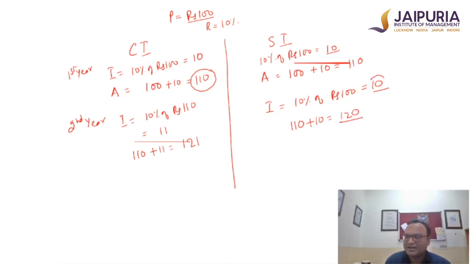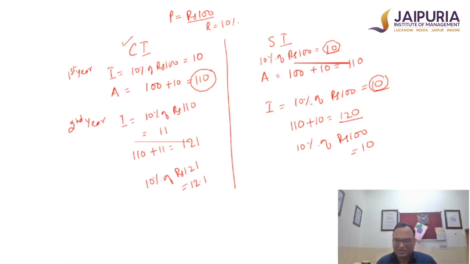In simple interest, the interest will always remain constant, which is 10% of the original principal, which in this case will remain 10. However, in case of compound interest, this interest will keep on changing. So, in the third year, the interest will be computed on 10% of 121, which is equal to 12.1 rupees. Whereas in this case, the interest will still remain 10% of the original principal, which was rupees 100, and therefore it will again remain 10. By default, under all circumstances, we follow compound interest unless specifically mentioned otherwise.